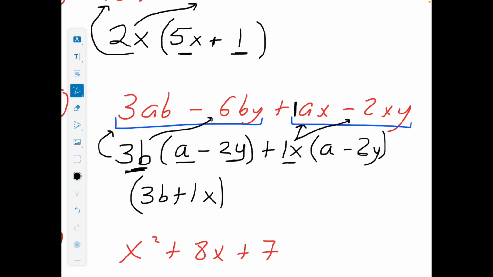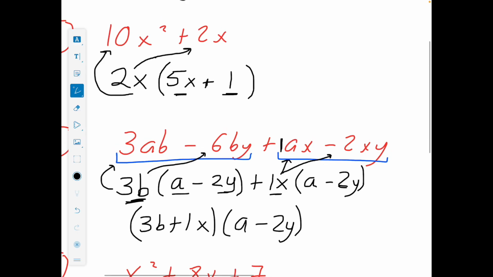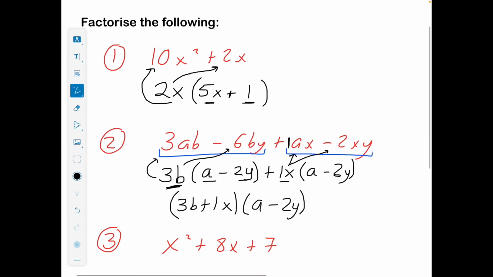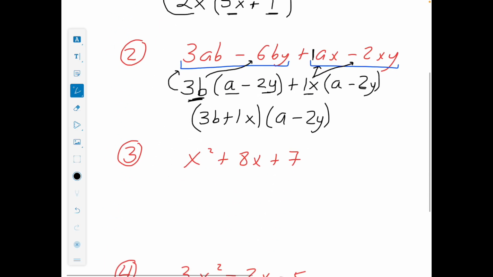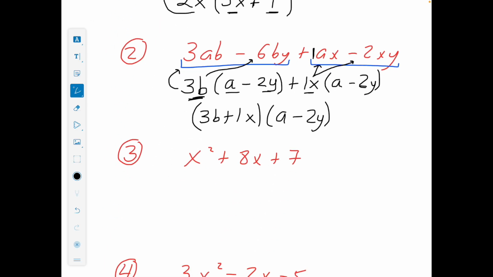Okay, and then our final step, which people sometimes forget, we're going to put this and this together, so the 3b plus 1x, a bracket, and then a minus 2y in a separate bracket. Okay, so that's our grouping. You need to be able to do highest common factor to be able to do grouping. And just make sure the key point there is that the 2 brackets are the same.